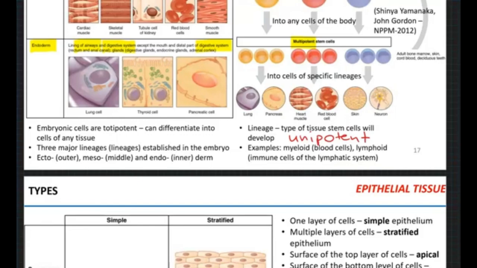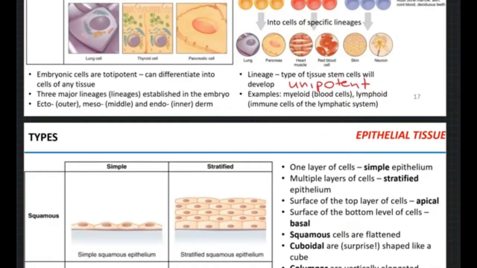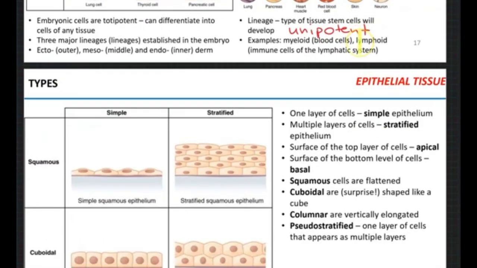Another good example are osteogenic stem cells in your bones. They can divide and they can only develop into a cell called osteoblast. You don't need to know those examples, but you need to be aware of what a unipotent stem cell is. Any questions on this part? Okay, so now we're going to start chatting about epithelial tissue.